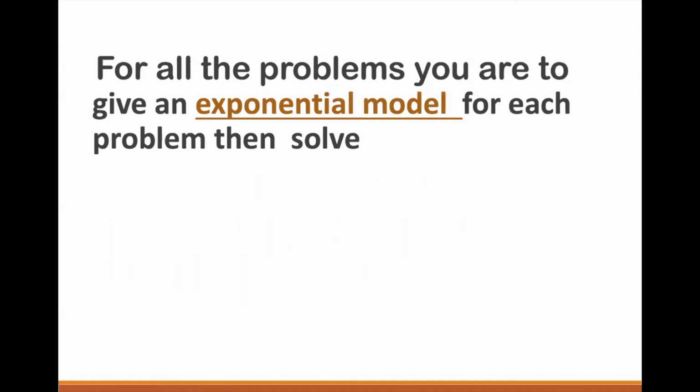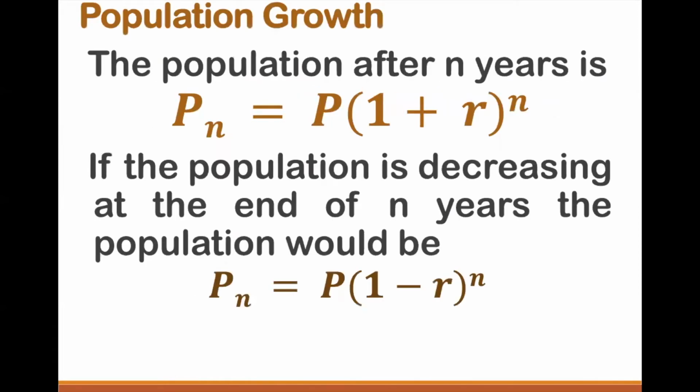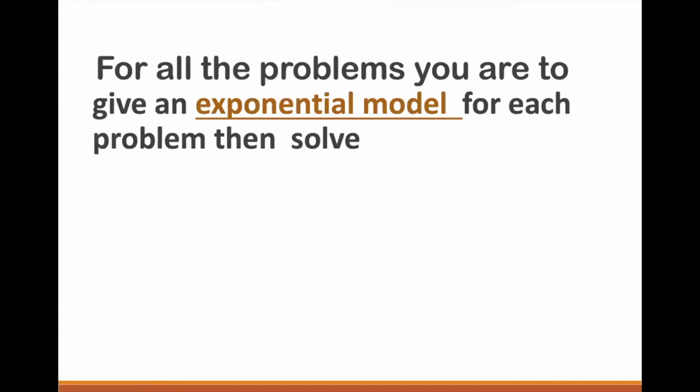For all problems, you are to give an exponential model for each problem, then solve. For example, a population growth: a town has a population of 40,000 that is increasing at the rate of 5% each year. You're asked to find the population of the town after 6 years. Here, again, we have the formula. The population in n years equals P times the quantity 1 plus R raised to n.